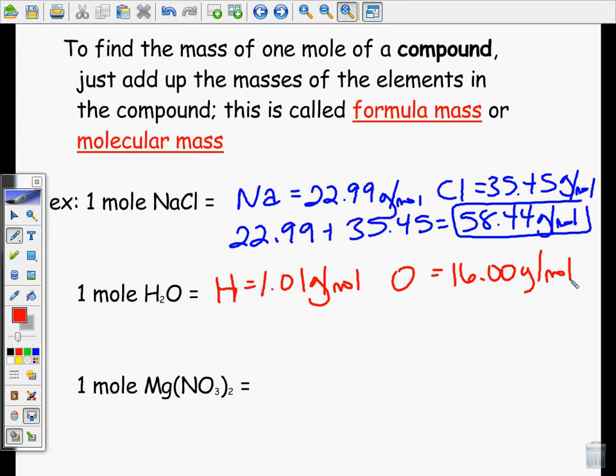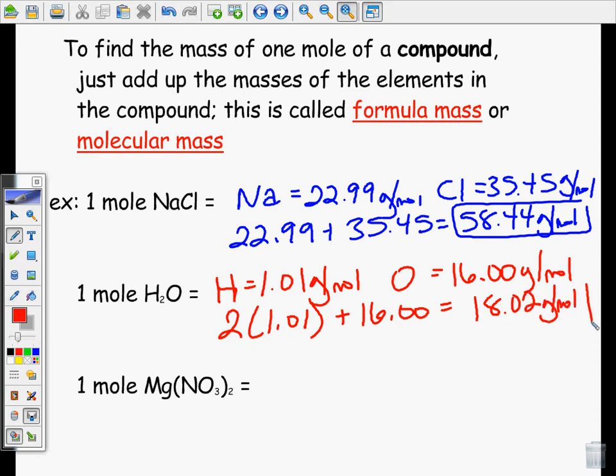So when I add these together, I'm going to do 2 times the hydrogen plus the oxygen to get 18.02 grams per mole. Grams per mole, that's the unit. So if you have 1 mole, it would be 18.02 grams. If I had 2 moles, it would be 36.04.